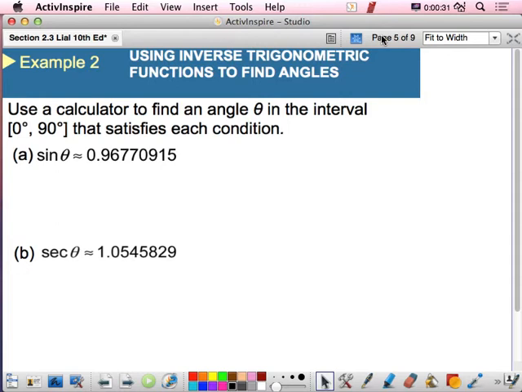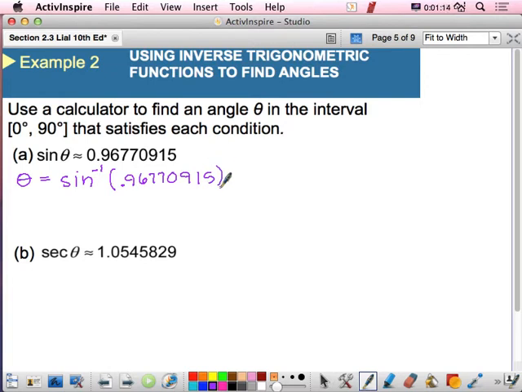So for example, if we want to find an angle between 0 and 90 degrees that satisfies the condition that the sine of theta is approximately 0.96770915, I have to figure out a way to ask my calculator to do that. And anytime you ask your calculator to do that, you ask it to give you the inverse. So theta, the angle, always equals the inverse. Sometimes we just say second sine, but it'll be the inverse sine of whatever the trig function value is, 0.96770915.